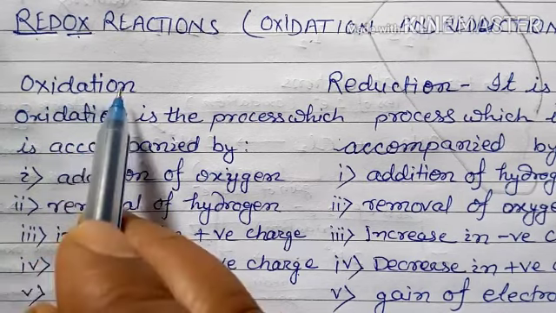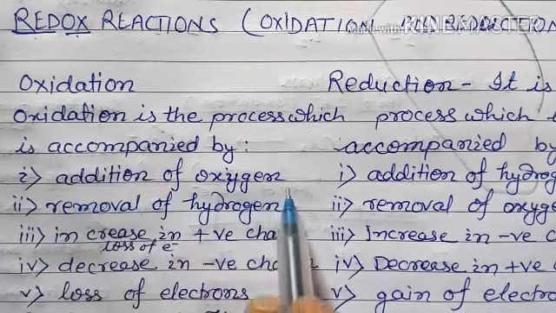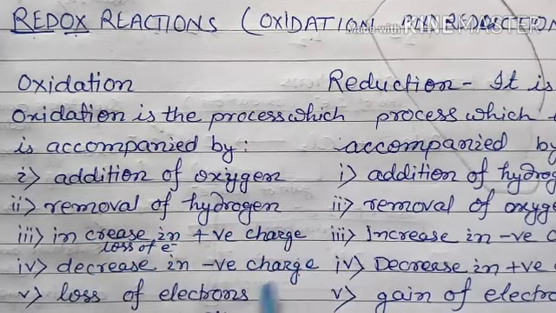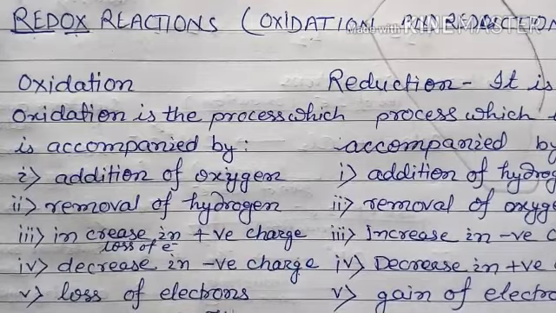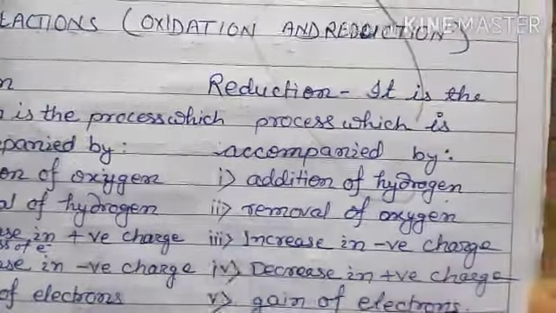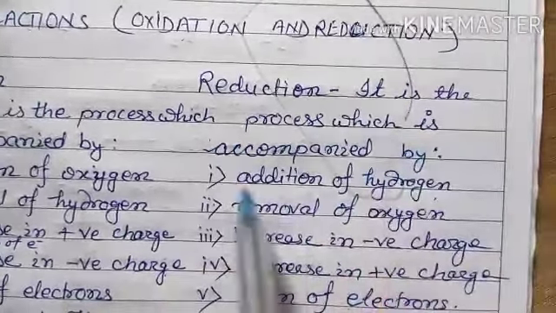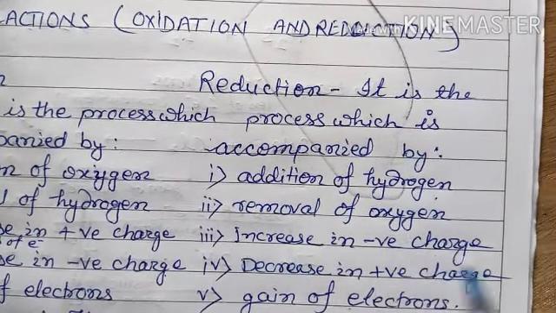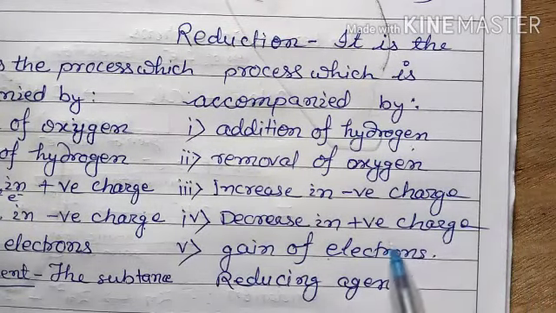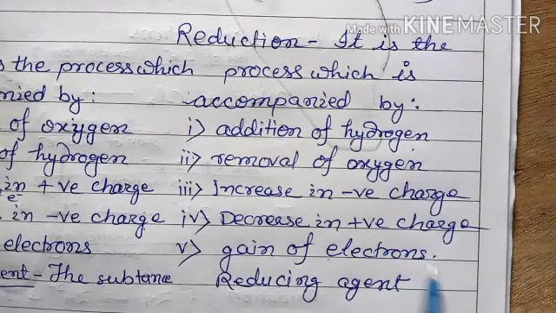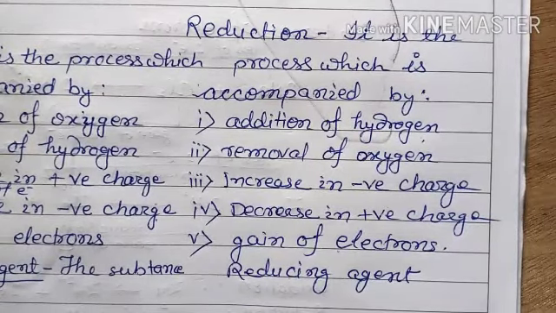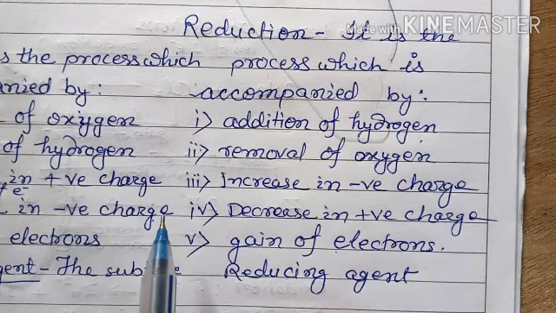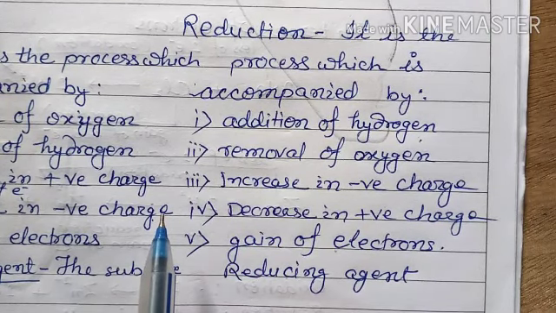For example, oxidation can be defined as addition of oxygen, removal of hydrogen, increase in positive charge, decrease in negative charge, or loss of electrons. And reduction can be defined as the addition of hydrogen or removal of oxygen, increase in negative charge, decrease in positive charge, or gain of electrons. But according to the earlier concept, these are based on the addition and removal of oxygen or hydrogen.